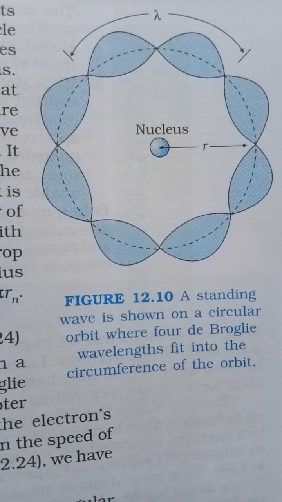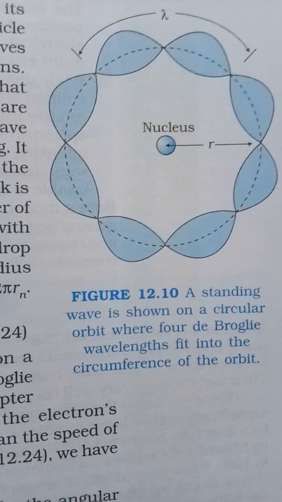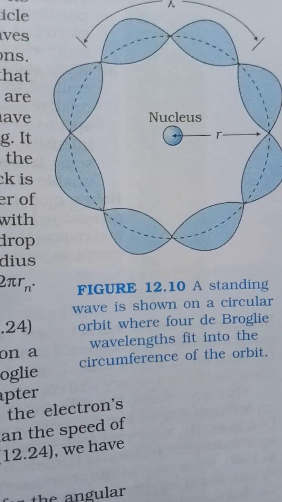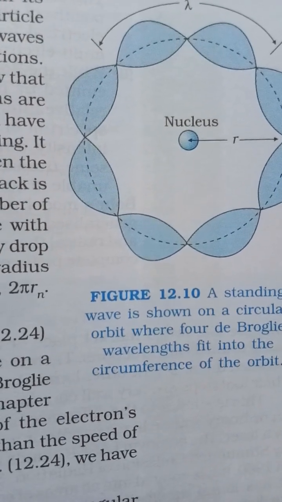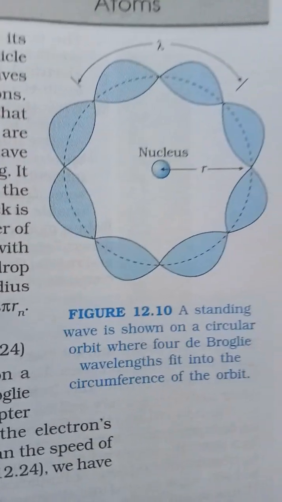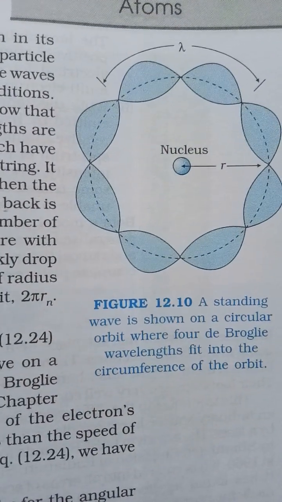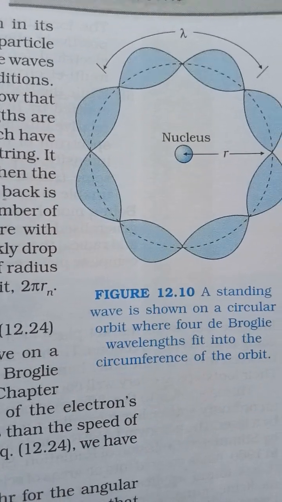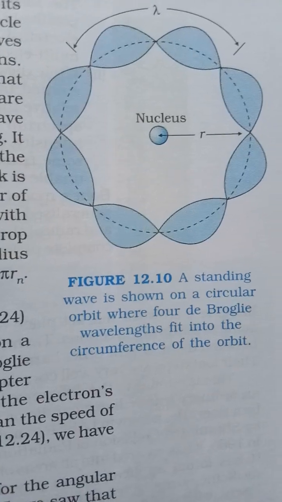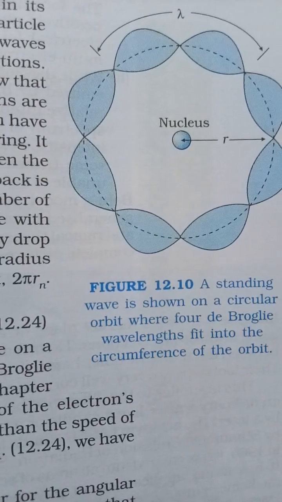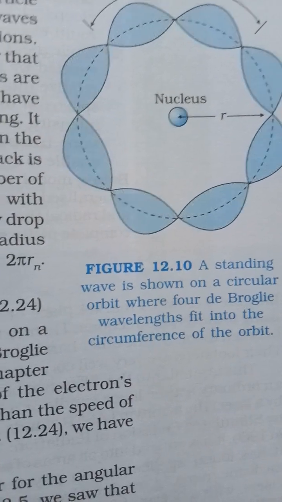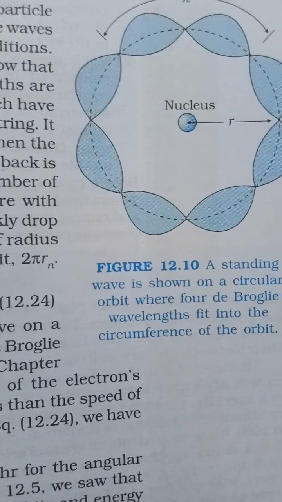And from equation 12.24 we have, as we have 2 pi Rn is equal to nh by mvn, or mvn Rn is equal to nh by 2 pi. This is the quantum condition proposed by Bohr for the angular momentum of the electron. In equation 12.13 in section 12.5 we saw that the equation is the basis of explaining the discrete orbits and energy levels of the hydrogen atom.